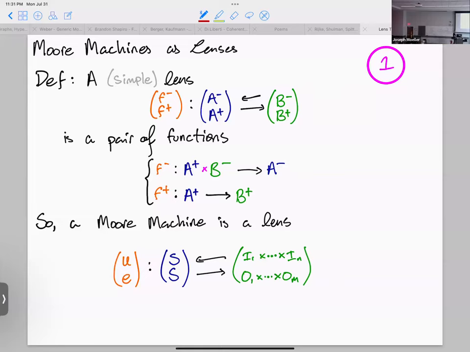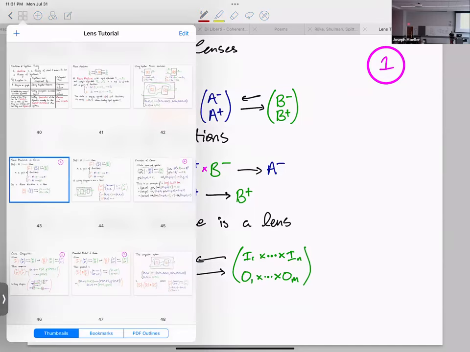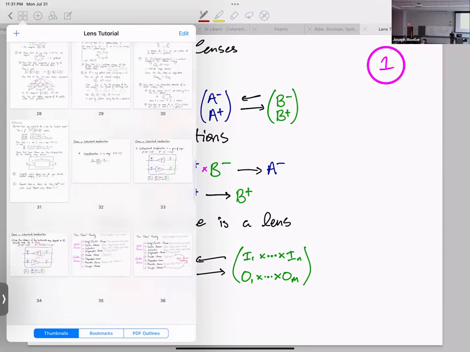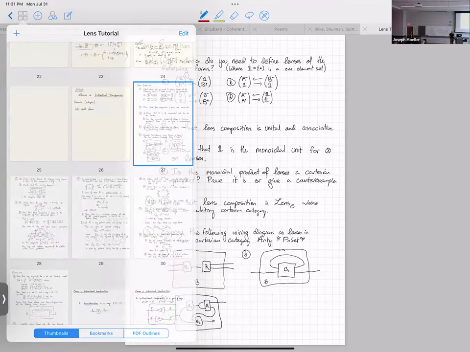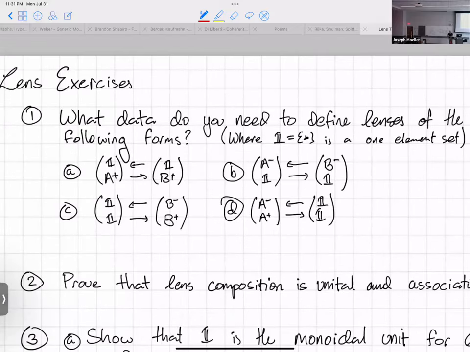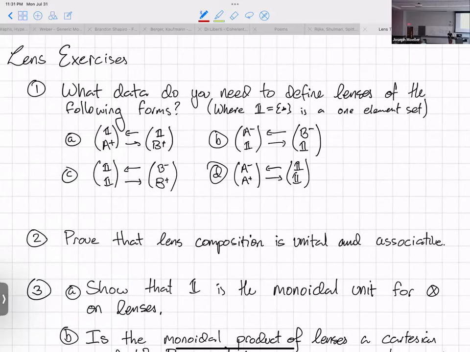The questions are sometimes long, so I'd prefer if you could just look it up on the website. This one is not so long, but they end up with long statements. I can bring it up here, but the definition of lens is not written on that document, whereas the definition of lens is written on the slide. If I go back up, the first question is, what data do we need to define lenses of the following forms? And we'll do this, and then we'll take a coffee break.